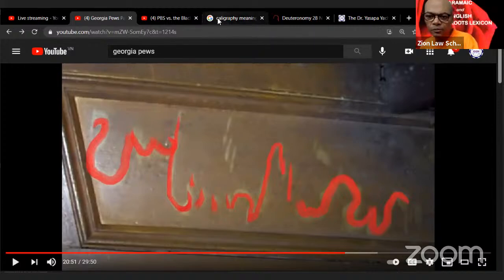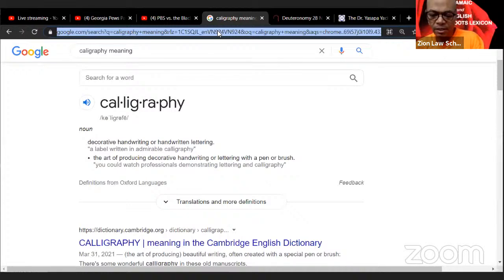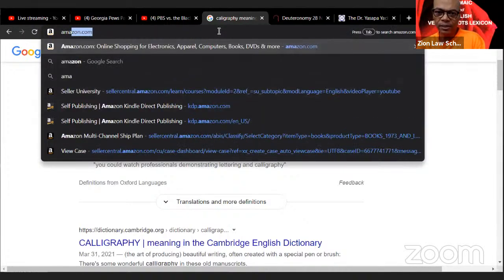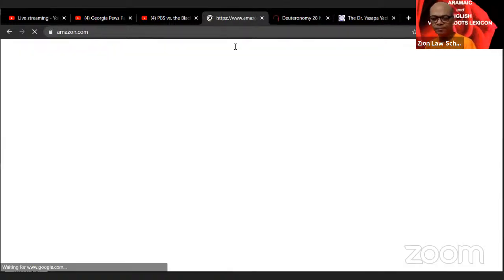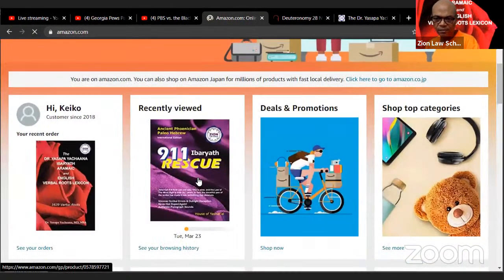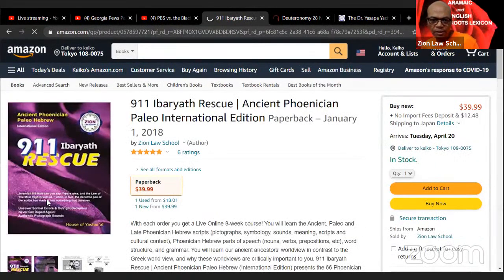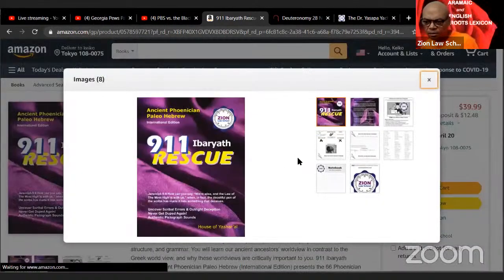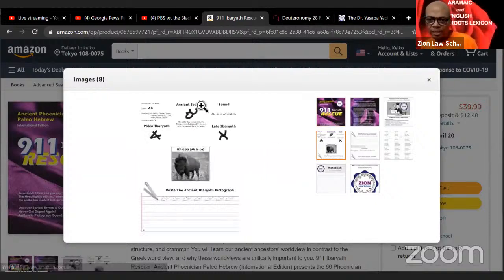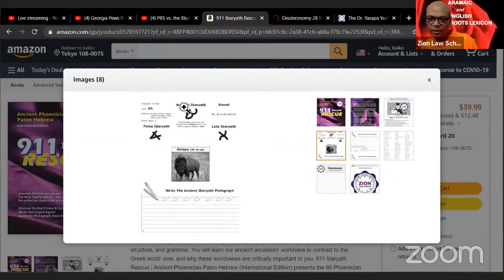Oh, by the way, let me show you on Amazon. I'll show you inside of the book. Okay, so this is the 911 Ibaryath Rescue. If you want this one, this is where you have all the pictographs. Here's an example of the pictographs. So you see you have the ancient, the Paleo, and the late pictographs. So you should get these because you'll immediately recognize the pictographs on the Georgia pew if you get it.